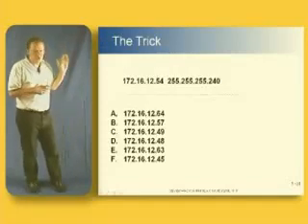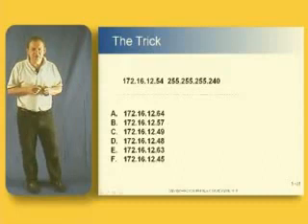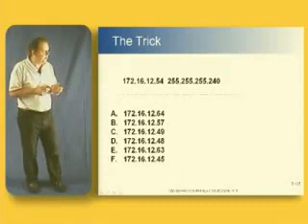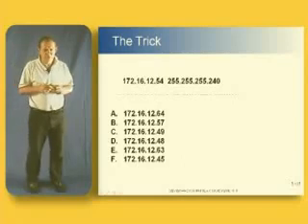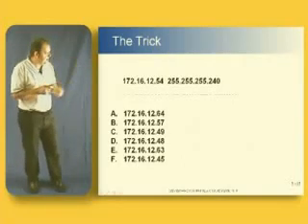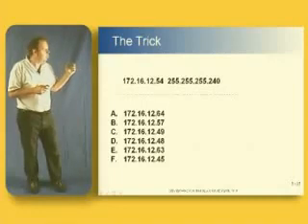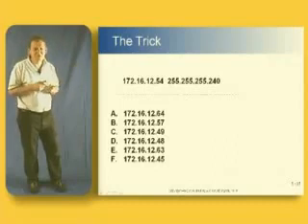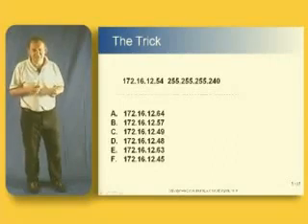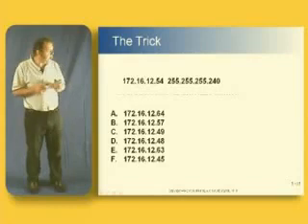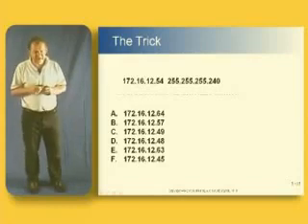First of all, we've got the address 172.16.12.54 with a mask of 255.255.255.240. The magic part of this address is the last octet. Obviously, the mask is going to be 255.255.255. That means all ones, all ones, all ones. So it's going to be 172.16.12.something. It's the dot something we need to find out. So concentrate on the 240 at the end, the last octet.